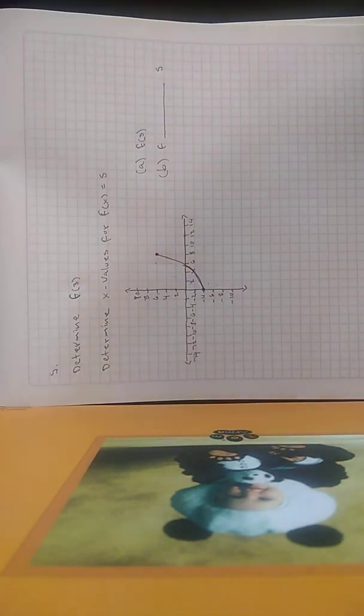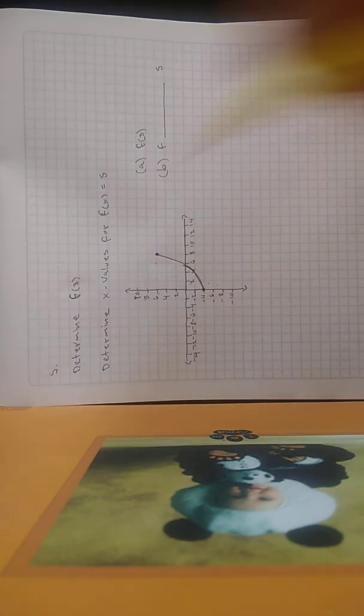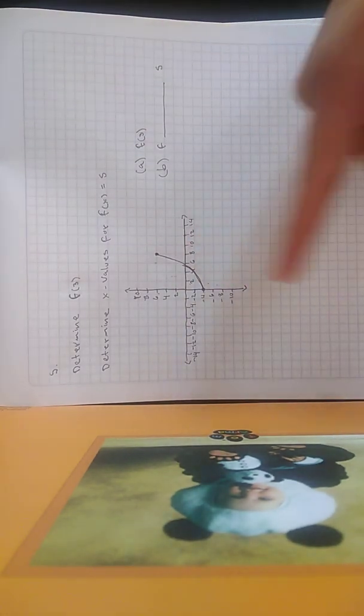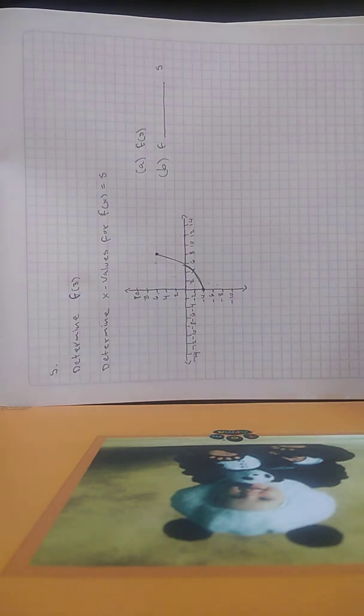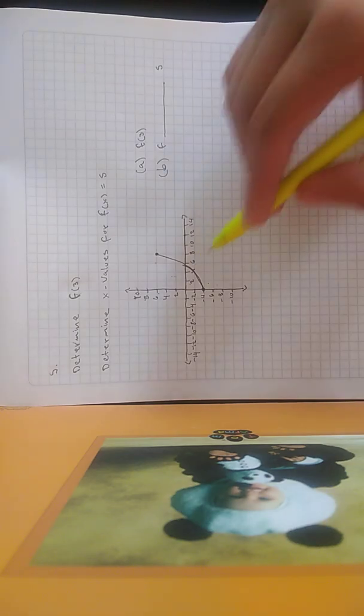Now we're going to move on to the fifth exercise. So here we are in the last exercise, that is number 5, which is: determine f of 3 and determine x values for f of x equals 5. So okay, for this one we need a graph that you showed me in the document, but I put it right here so it's going to be easier to explain and to solve it.